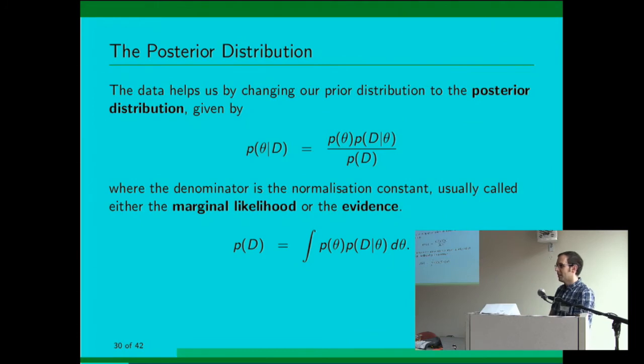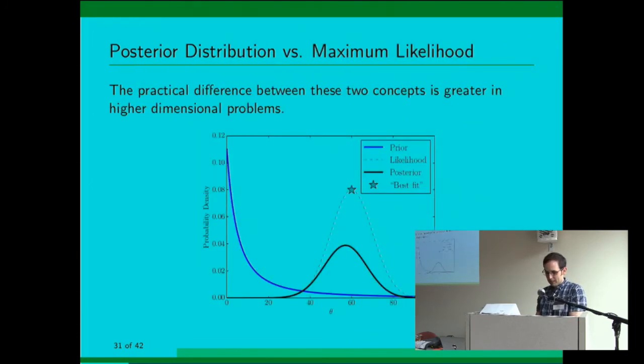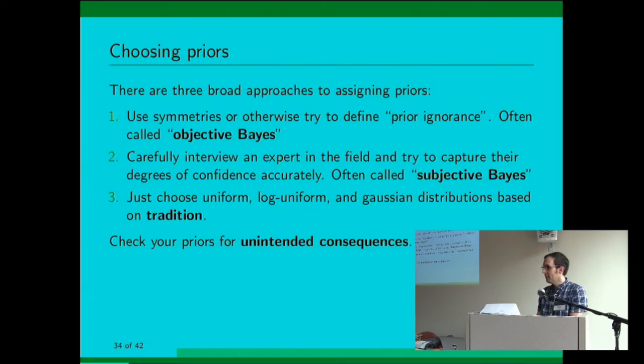So yep. In your list of priors, where would you put physical Bayes?